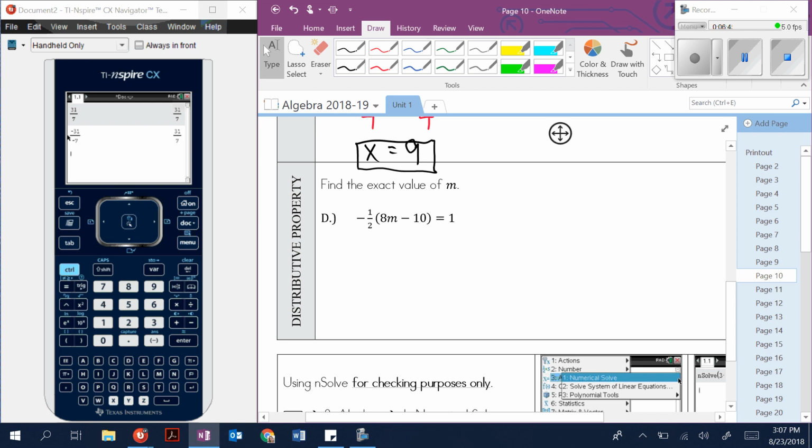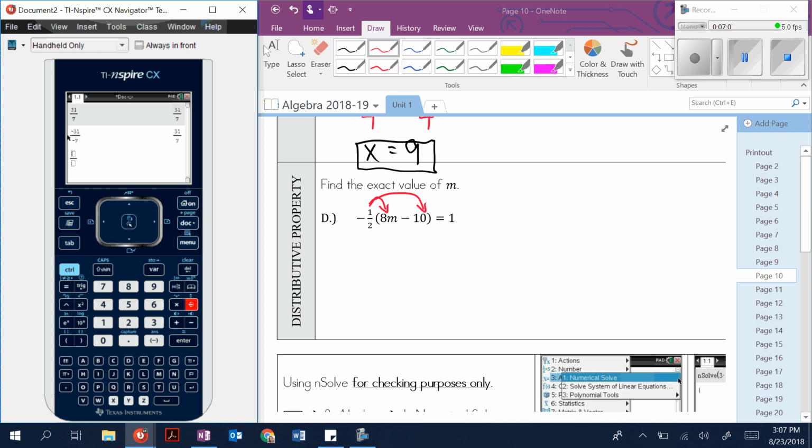All right, now let's check out the distributive property. We need to get m alone. We need to find the exact value of m. So in order to do that, our first step is always get rid of those parentheses, so distribute. So negative 1/2 times 8. You know, a lot of people freak out when you see this, but don't stress about it.